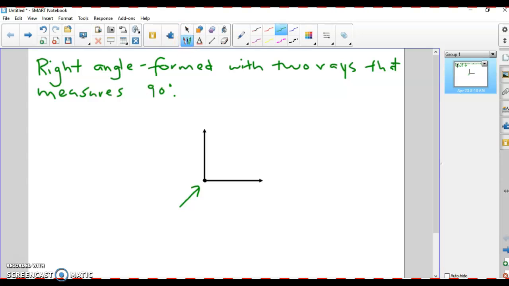And you'll notice that the angle that it forms, the angle is right here. I put a box around it because this box is going to be showing us that it is a right angle. Whenever you see that box, that square, inside of an angle, you know it's going to be measuring 90 degrees, or you can classify it as a right angle.